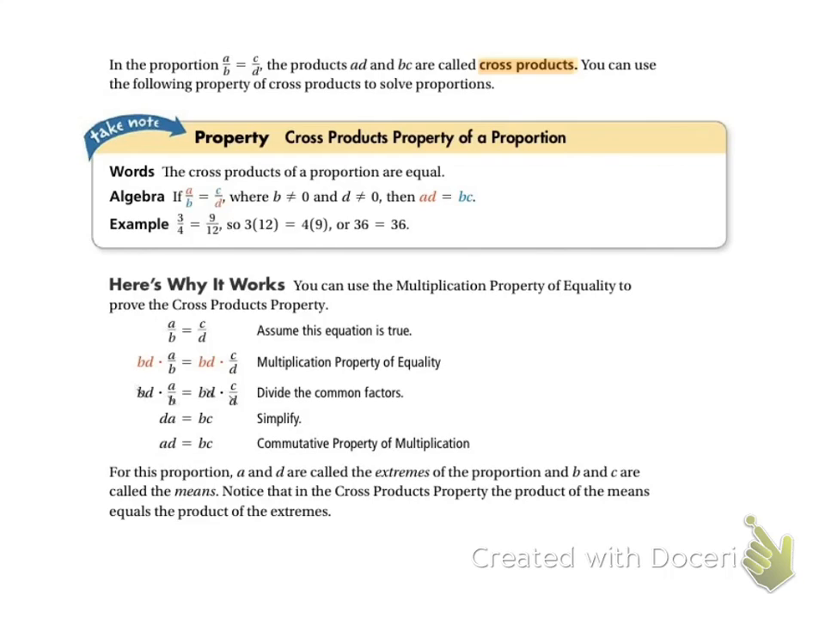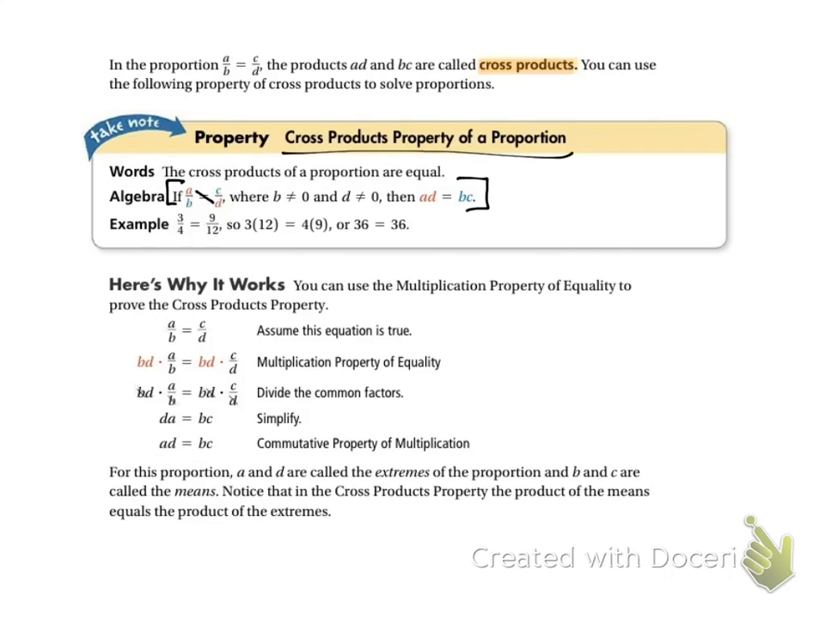Okay, cross products. We cross multiply, or we find the cross products, when we have an equal sign between a proportion. So I would write down this stuff in here and write the name of the property. If A over B is equal to C over D, again, where B and D can't be 0, then I cross multiply. So I multiply A times D, and I multiply B times C, and I get AD equals BC.